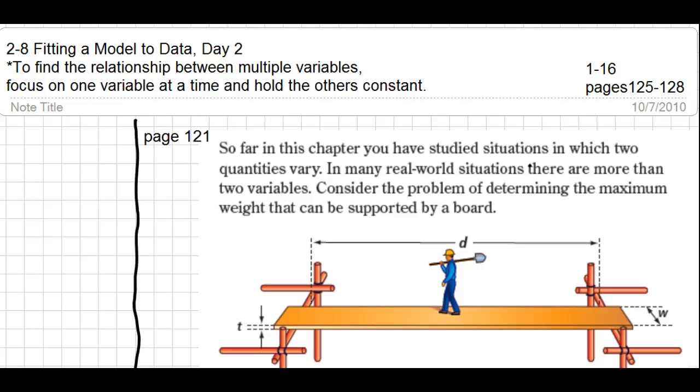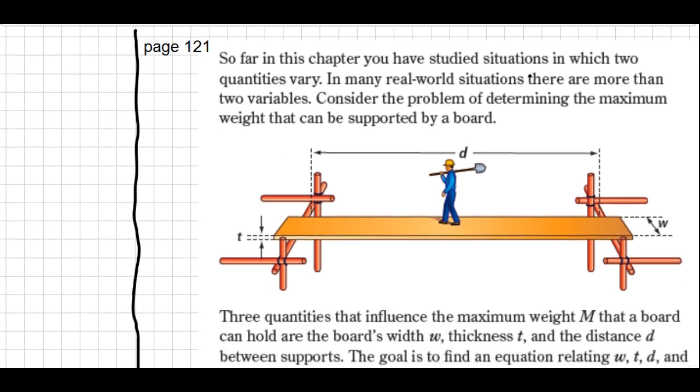This lesson is for Advanced Algebra, Lesson 2.8 on Fitting a Model to Data, Day 2. It's important that when you are trying to find the relationship between multiple variables, that you try to focus on one variable at a time and hold the others constant. The book is going to illustrate this with the specific example pictured on page 121.